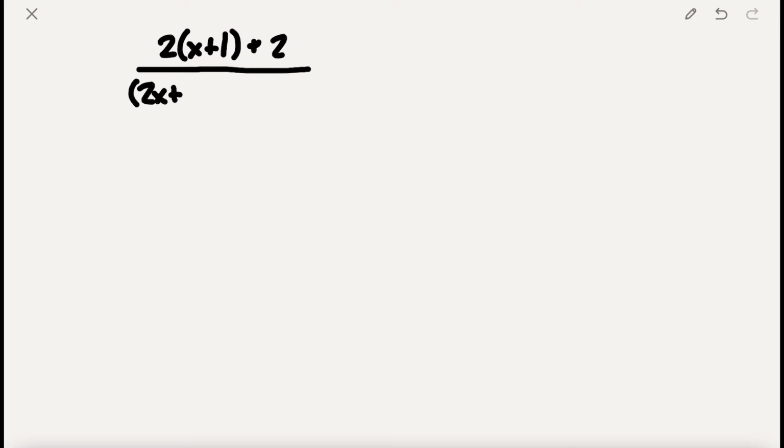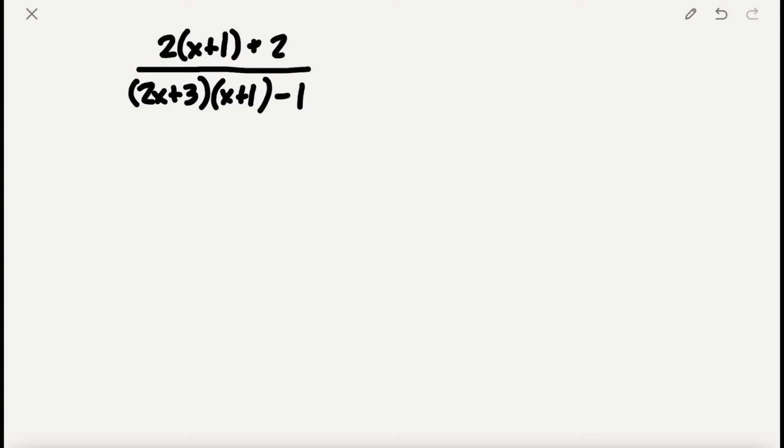All right, so this is going to be a video about simplifying rational expressions, and I'm basically just going to be working out 5 example problems. So the first one is going to be 2 times the quantity x plus 1 plus 2, and then all of this is going to be divided by the quantity 2x plus 3 times the quantity x plus 1 minus 1.